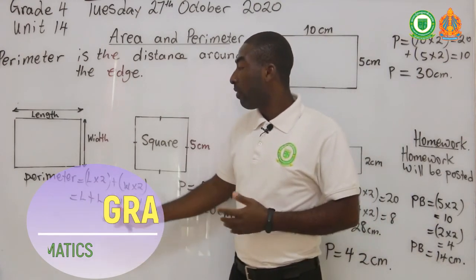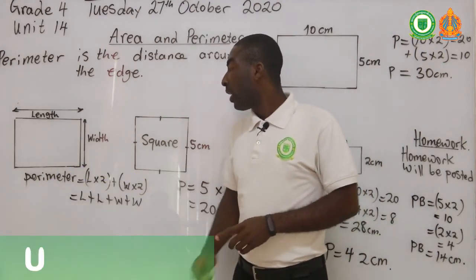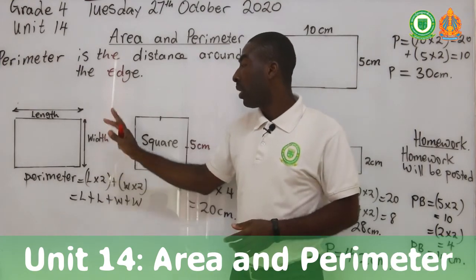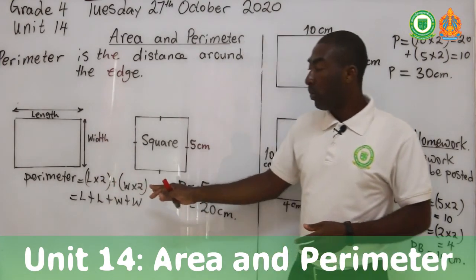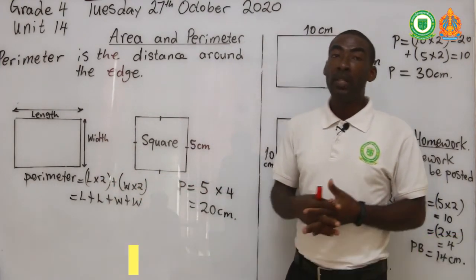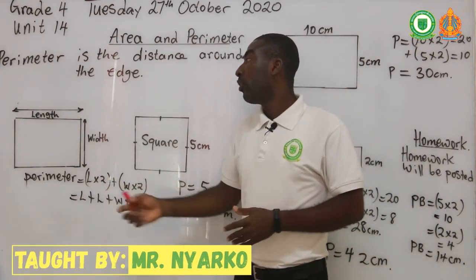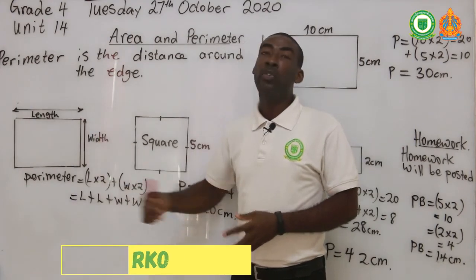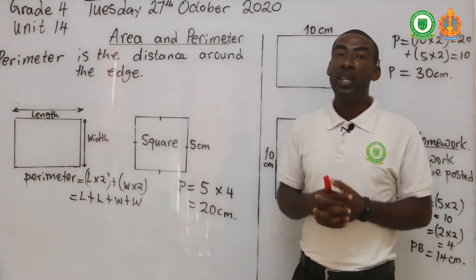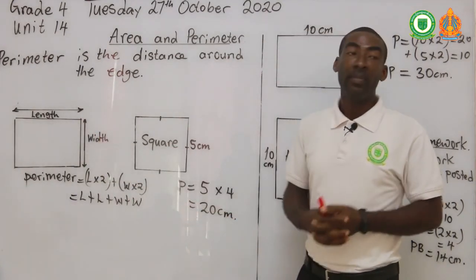The formula for finding your perimeter is either you use the length multiplied by 2 plus the width multiplied by 2 and then you add the two together, or you can add all the 4 sides and then you get your total answer.